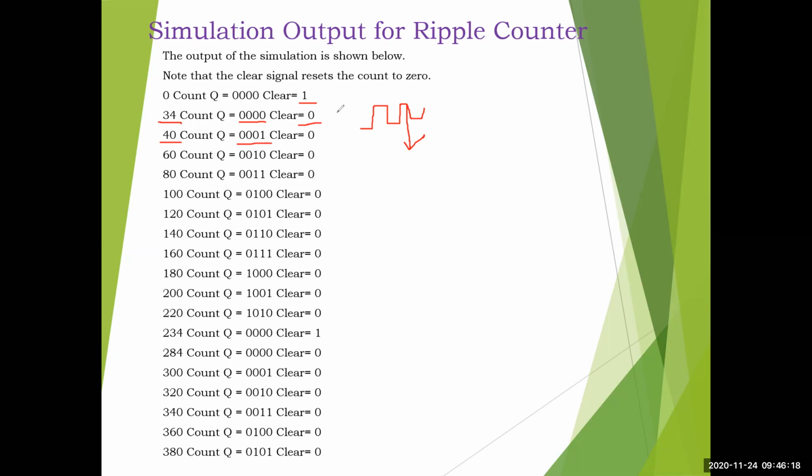Clear was 0 up to 200 time units, right? So now it keeps counting every 20 time units, because the next negative edge is available after 20. 40 is over, 50 is a positive edge. Again at 60 you get the negative edge, so it will change the output now, 0001 to 0010. Next at 80 you will get 0011. At 100 you will have 0100. At 120 you have 0101. At 140 you have 0110. At 160, 0111.